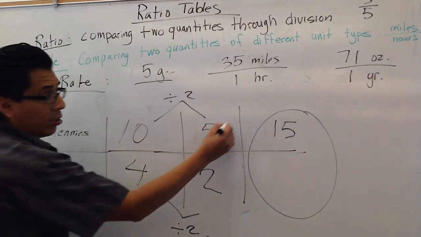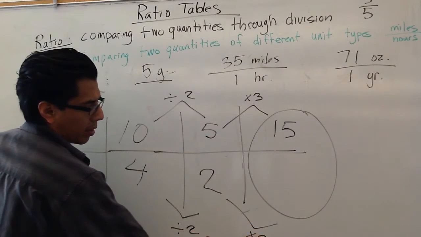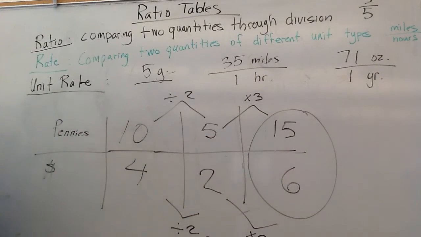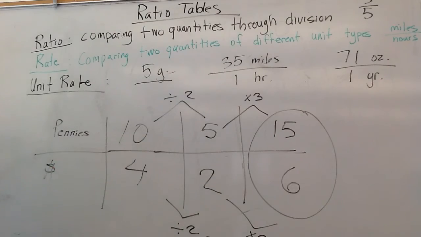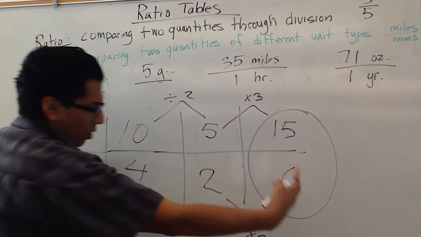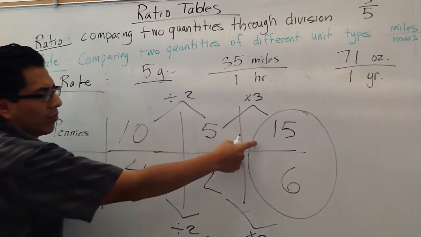Well, what did I do? Multiply by 3, multiply by 3, and I get 6. So for the ratio to hold true, if I have 15 pennies, then I'll have $6. But do you see what I had to do? I had to look forward and strategically think. How am I going to get from 10 to 15?